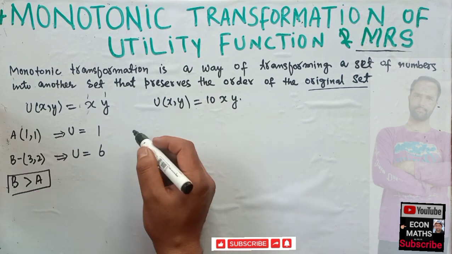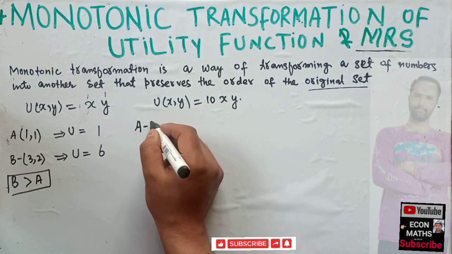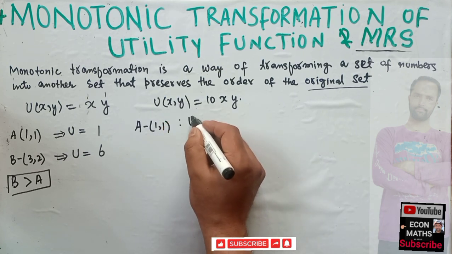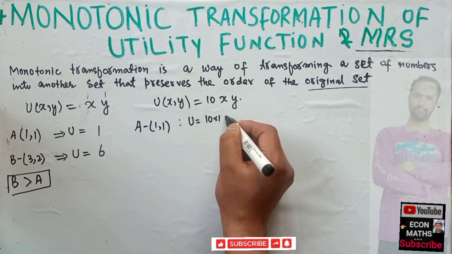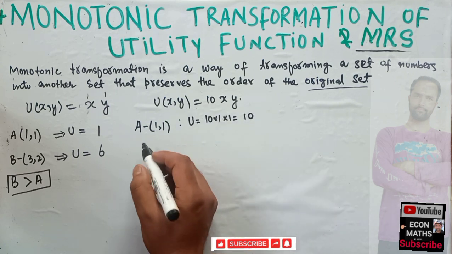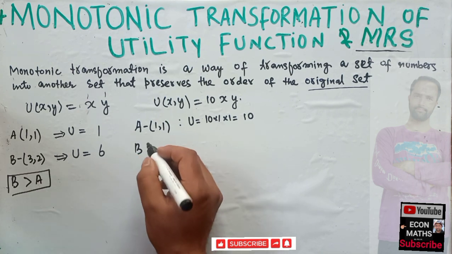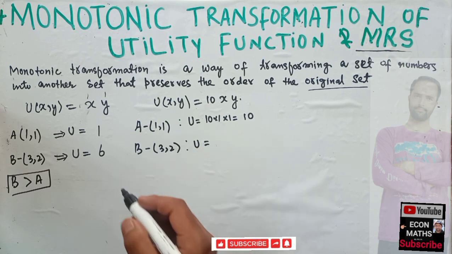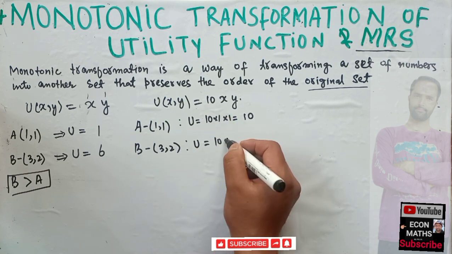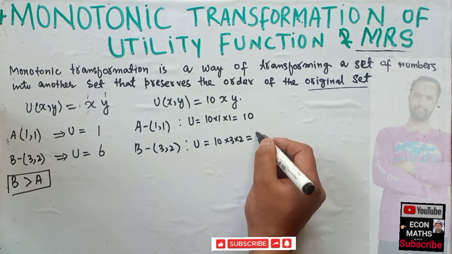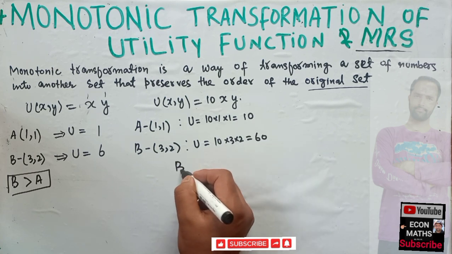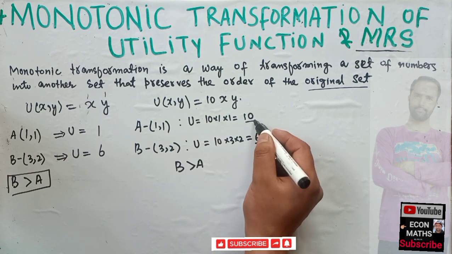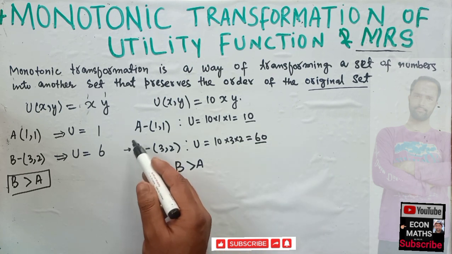Let's take this very example here. We have the same bundles, 1 1, and the utility in this case is u = 10 into 1 into 1, which equals 10. And for bundle B, again 3 2, the utility will be 10 into 3 into 2, which comes out to be 60. Here we can see the consumer is preferring bundle B over bundle A because 60 is greater than 10.